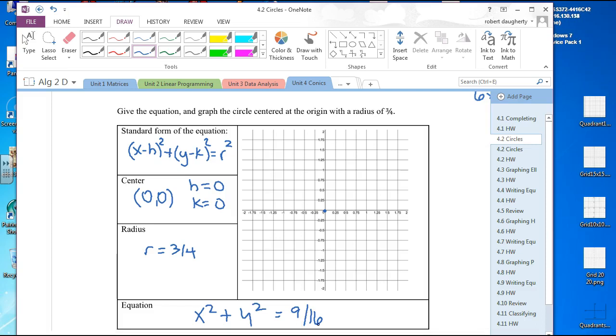To graph this, this is 3/4, 3/4, 3/4, and 3/4. I find it's easier to graph a circle if I just think of it in segments like this. Try to make each one sort of curved. And no matter what I try, it's not a perfect circle. It looks more like an oval, but there we get it. So I see the center, this is my center at 0, 0, and my radius is 3/4.